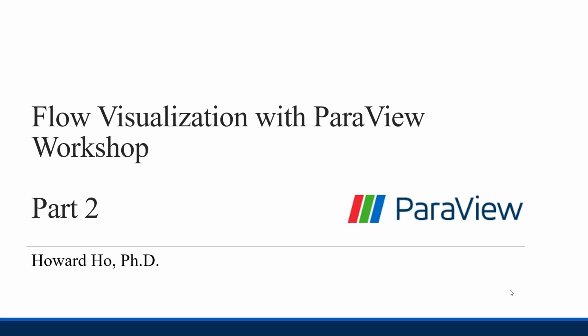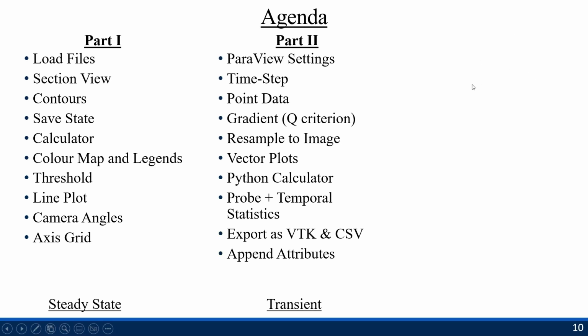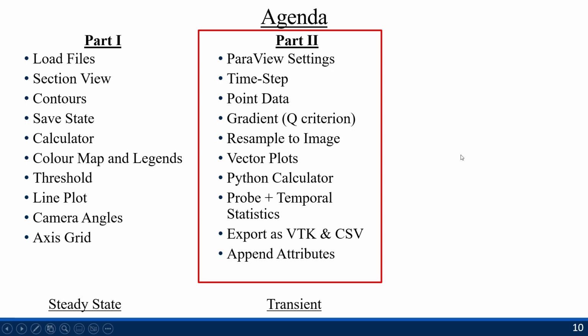All right, welcome back. So this is part two of the three-part peer review workshop series. In part one, we looked at pretty basic operations, things like loading state, loading files, save state, axis grid, and when we dealt with steady state data. So for this part, part two, we're going to be dealing with transient data involving time step.